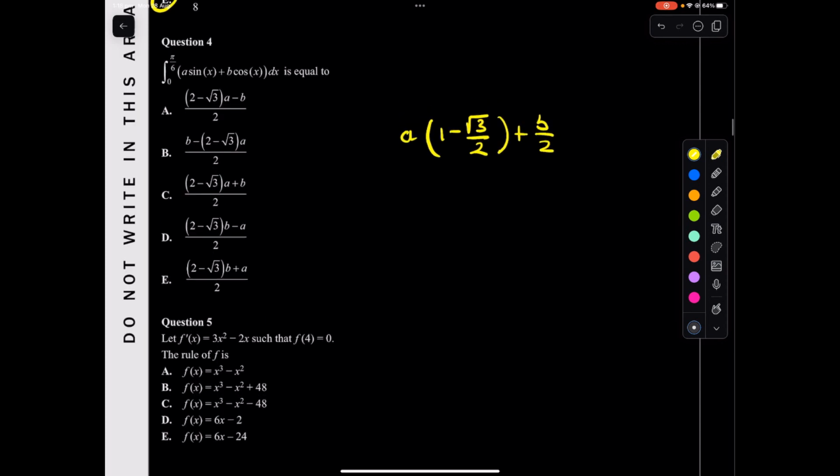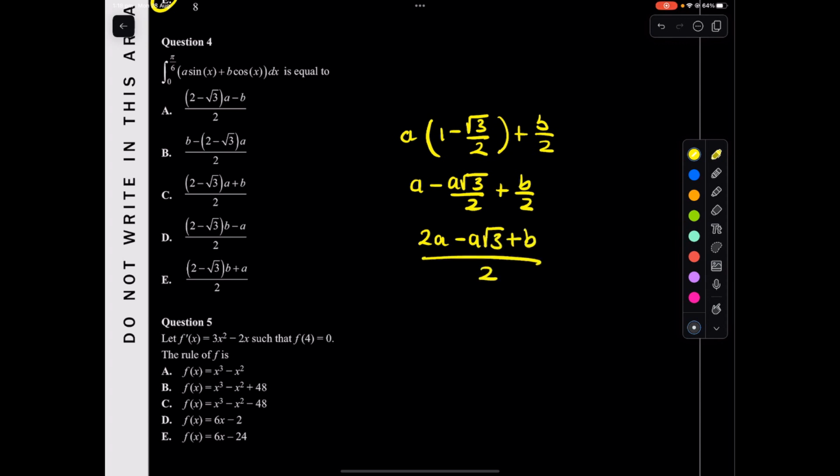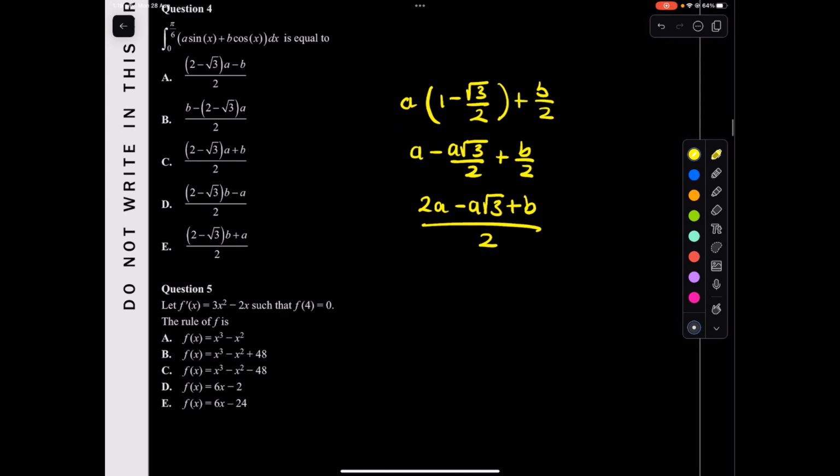So it doesn't look like one of these, but I'm going to simplify it to make it look like it. So a minus a root 3 over 2 plus b over 2. 2a minus a root 3 plus b all over 2. And we can take a as a common factor here, so it'll be a times 2 minus root 3, plus b, over 2. Alright. Well, the one that looks pretty much the same is C. C looks right. Is that right? Yeah. C looks good. Perfect.